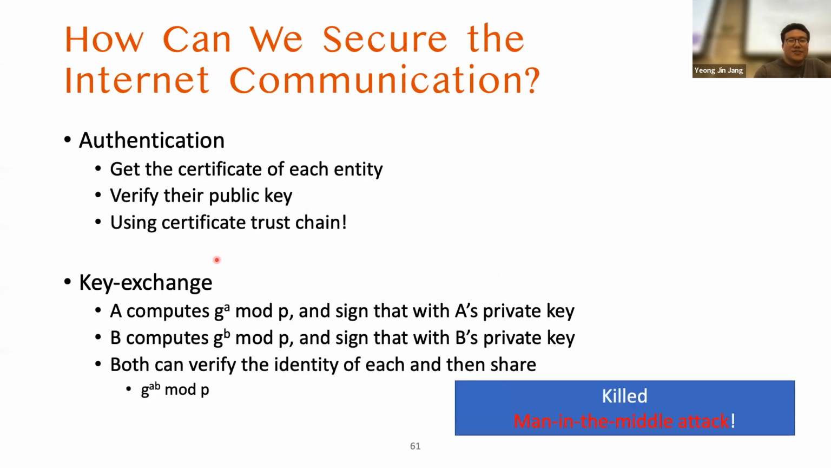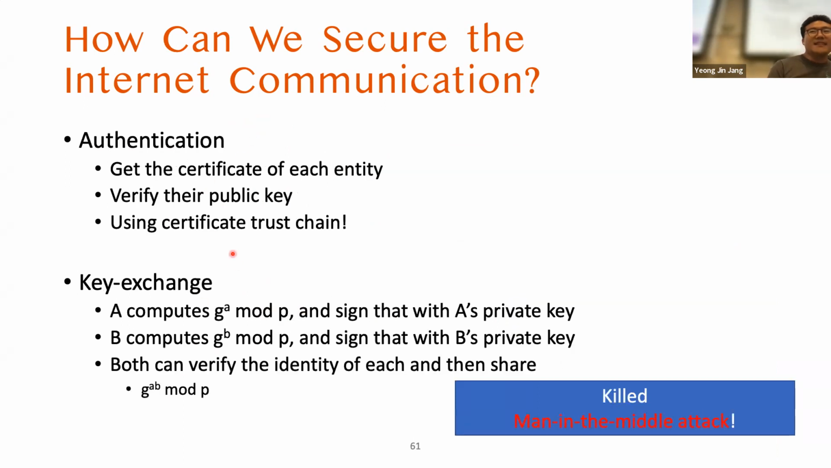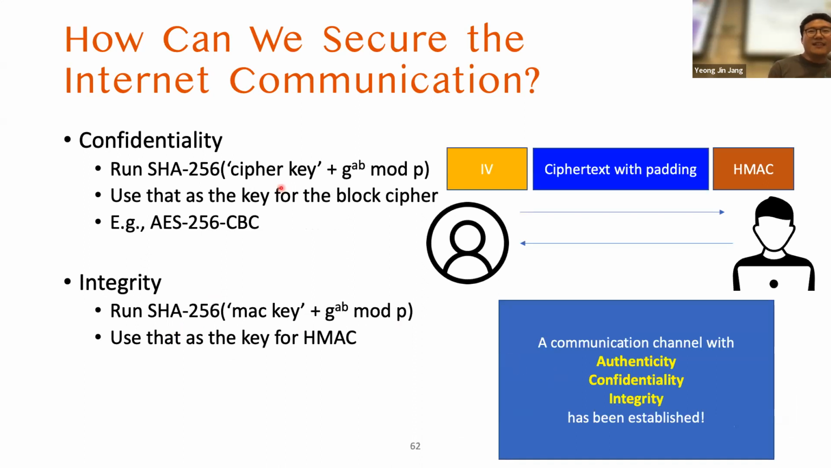So the logic is, after finishing the authentication, we can securely exchange the shared secret. And after exchanging the shared secret, we can use the material for generating the block cipher key and also the HMAC key for integrity checking. So this is how we get authenticity first. And then, after having the authenticated key exchange, we can have confidentiality with the block cipher and integrity with the HMAC.